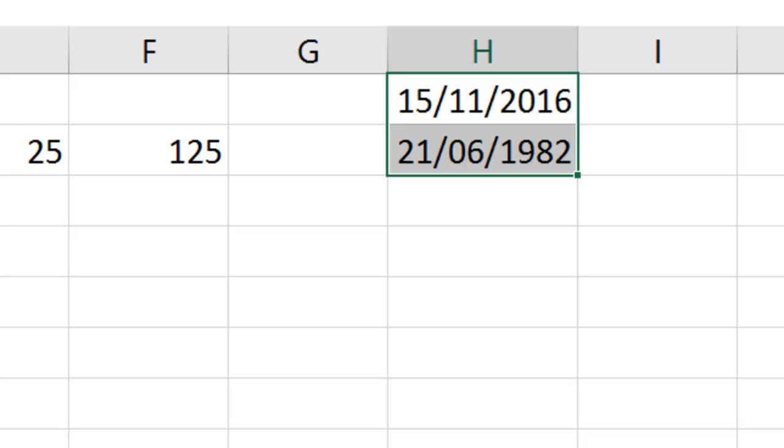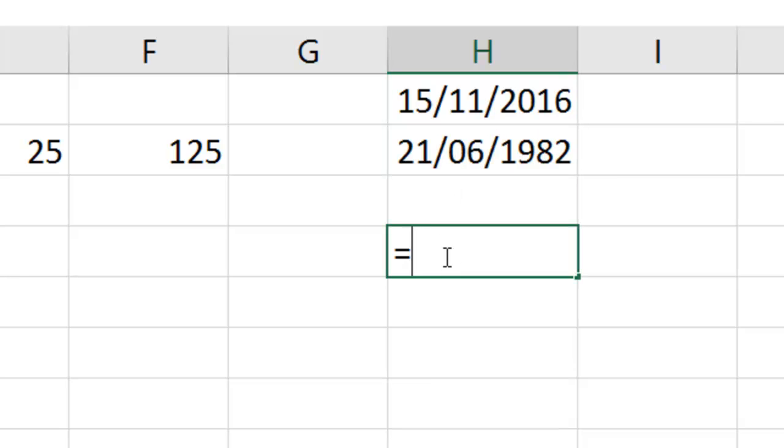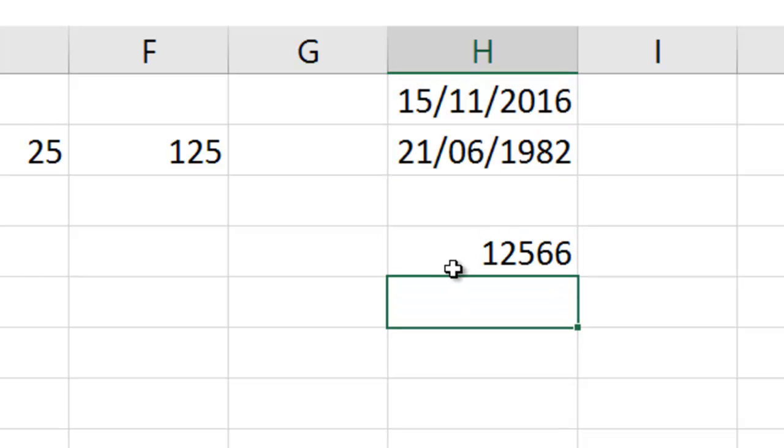So if you want to work out somebody's age, you can simply take one date away from the other date. Very simply, that's equals the first date minus the second date. Now the result it gives you is the number of days between the two dates. In other words, that's how many days old this person is. Now, obviously that's no good to anybody, really.